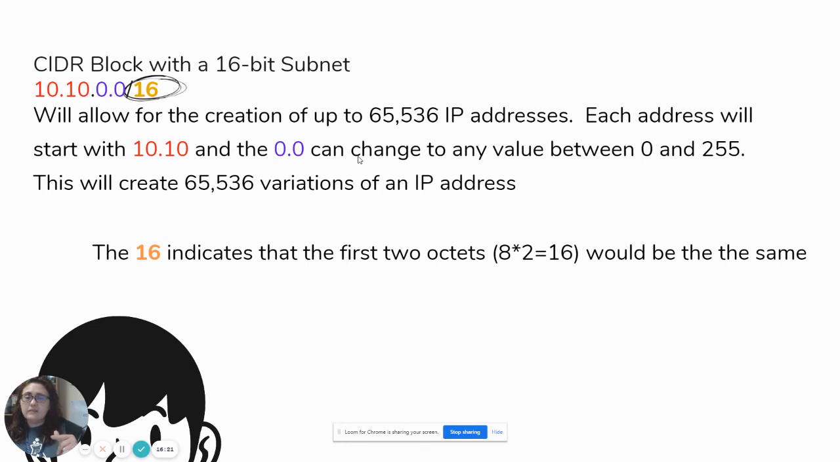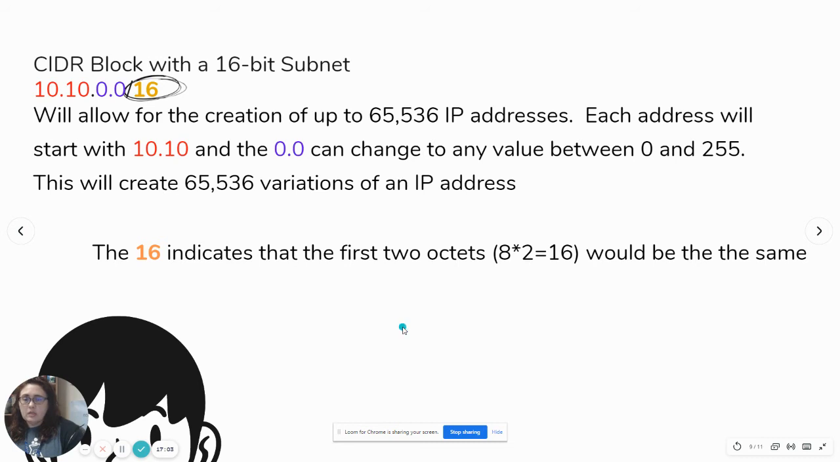Okay, and the 16 indicates that the first two octets, and remember, each of these is a byte: this 10 is a byte, this 10 is a byte, the 0 is a byte, the 0 is a byte. Each byte is made up of 8 bits. So the 16 represents the first two bytes, 8 times 2 equals 16. So all of this would start with the 16-bit subnet. The 10.10 is the same, and the zeros can change to anything between 0 and 255. That equals 65,536 variations of this IP address.